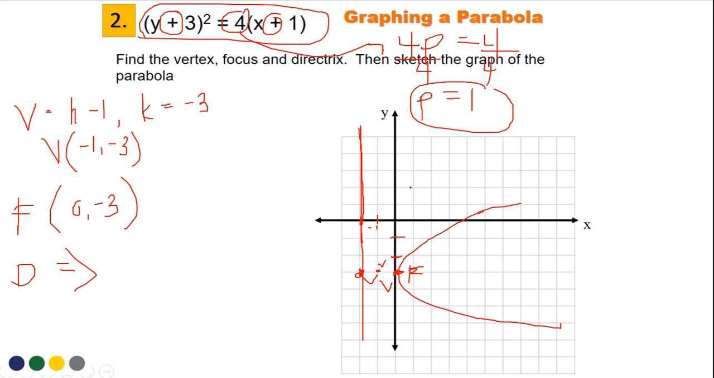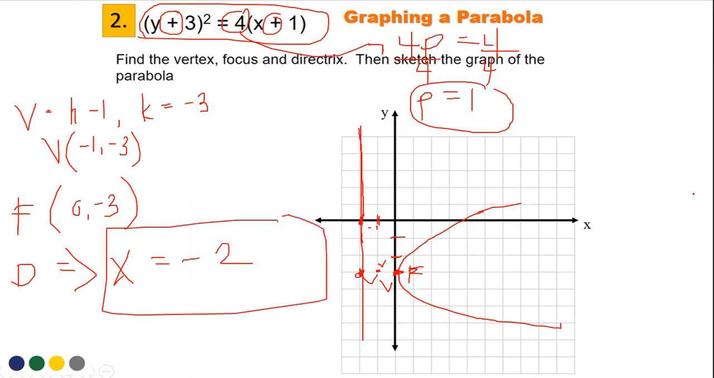Ano bang nadaanan niyang line? Horizontal? Ano bang nadaanan niya? X po. Should be x. X is equal to what? Count. 1, 2. Negative 2. And that is the directrix.